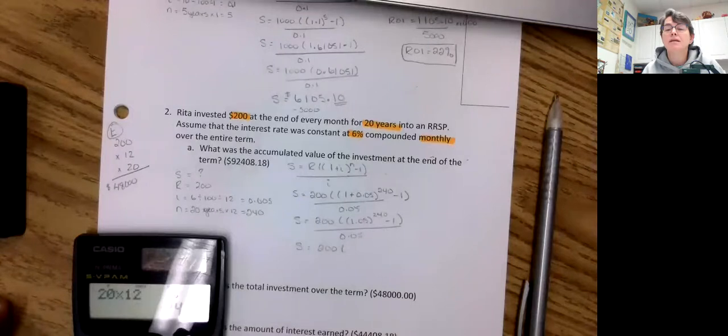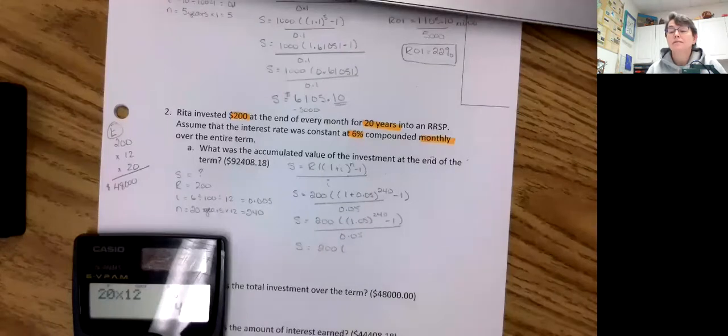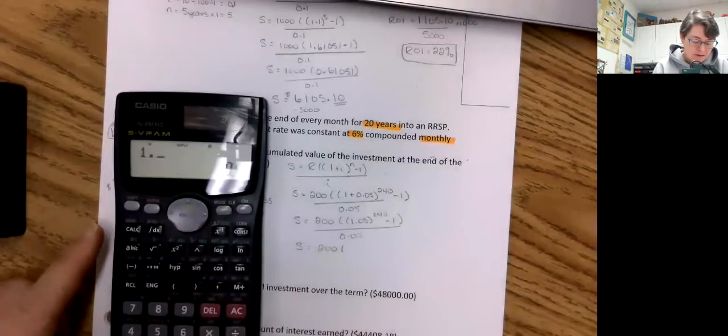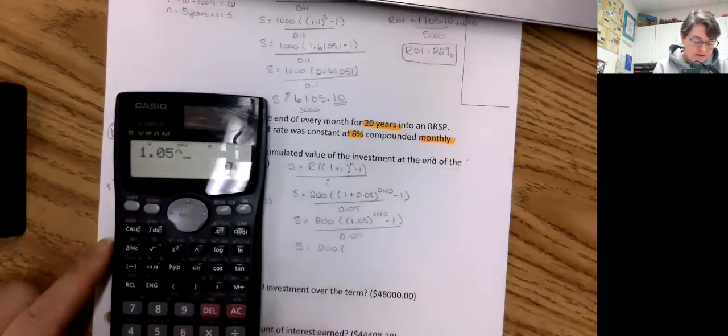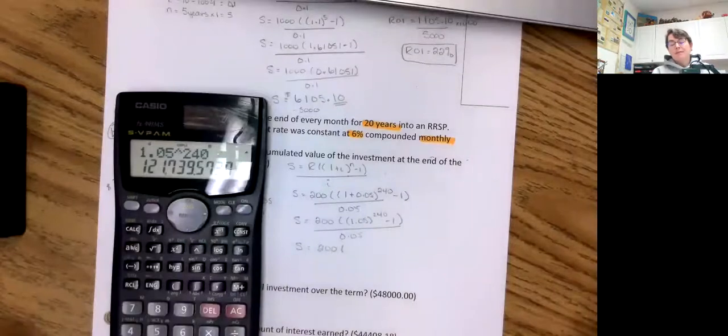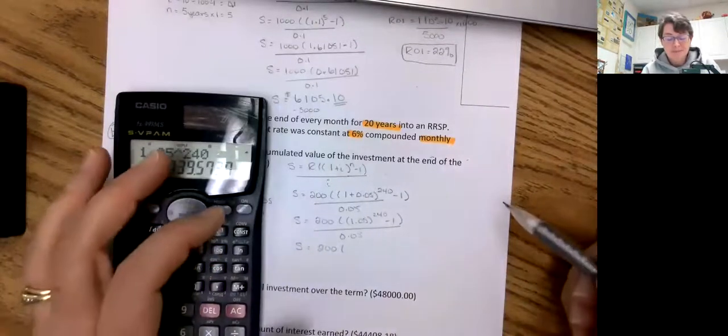I'm hoping I can restart it, but if not, I'll make a new one. Okay, so I'm hoping this is started again, and I figured it out. This is what was going on and was freaking me out. 1.05 to the 240, and I was getting like 121,000. And that's just ridiculous because we've got to do a whole bunch more math.